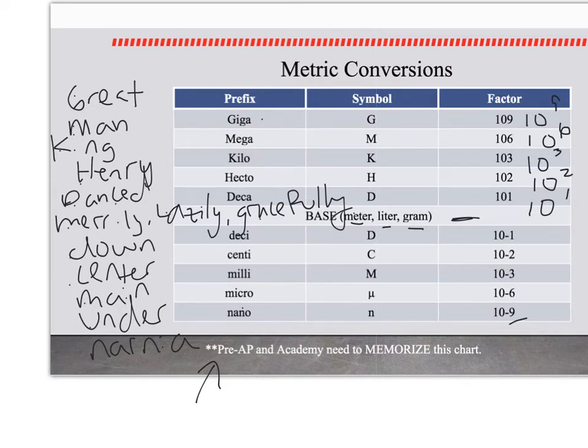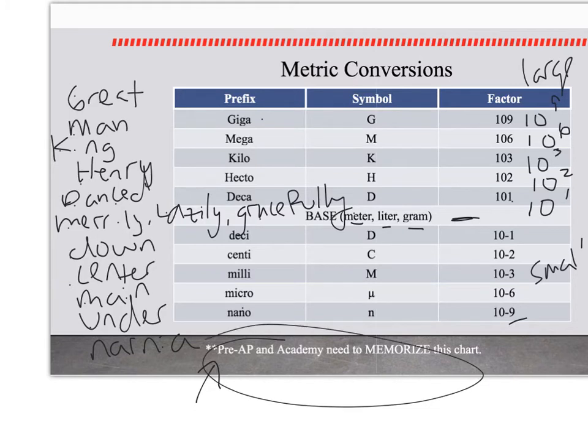And then you also need to memorize their factor. Just know that going from the base up, you have a 1, 2, 3, 6, 9, and going down to the bottom, it is also 1, 2, 3, 6, 9, except the negative exponents only relate to the fact that they are small numbers at the bottom, while they're large numbers at the top. I'm going to be working with this chart a lot, so you'll see this on future slides. But again, pre-AP and Academy, you need to sit down and memorize this chart.